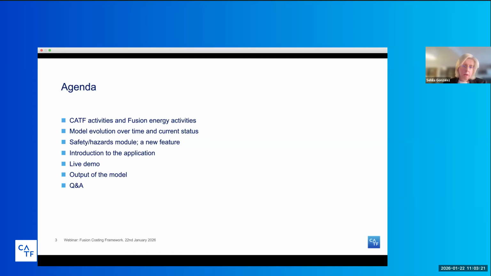Then we'll have an introduction to the application, how to make it work, where I can find it. This will be done by Jay. We will have a live demo with an example, so you will have the chance to see how it works. It's very user-friendly. This will be done by Chris. We will analyze the output of this model, which results we get, and the meaning of these results. That will be explained by Jay, and then we'll have a little bit of time for Q&A.